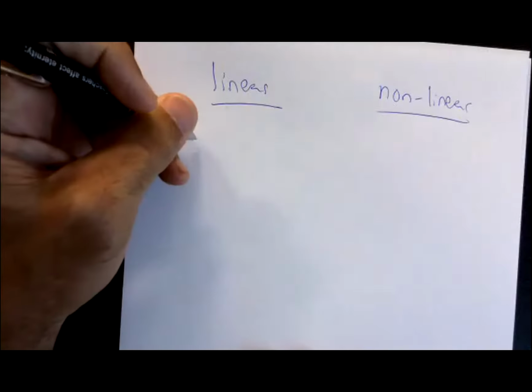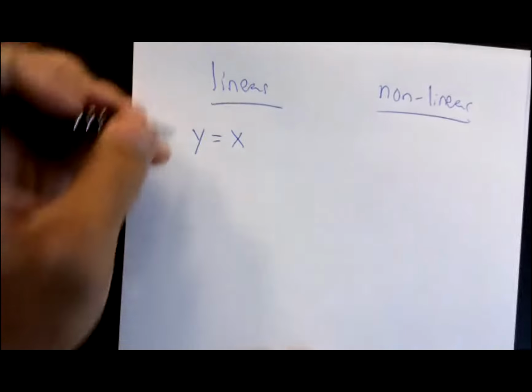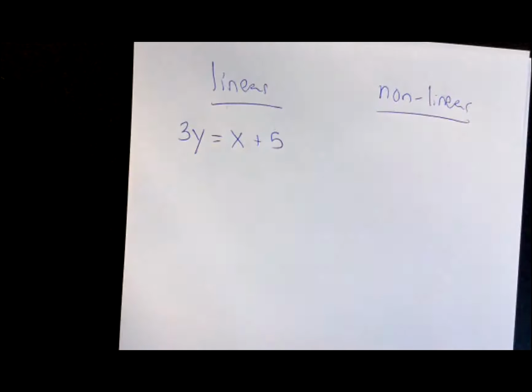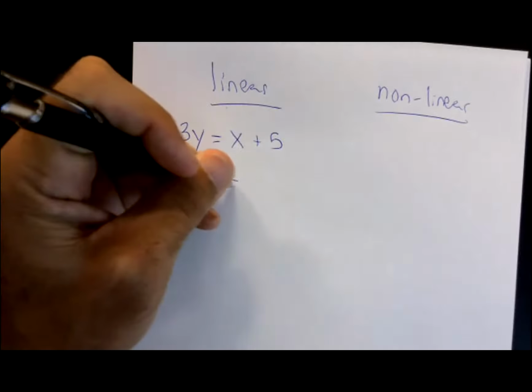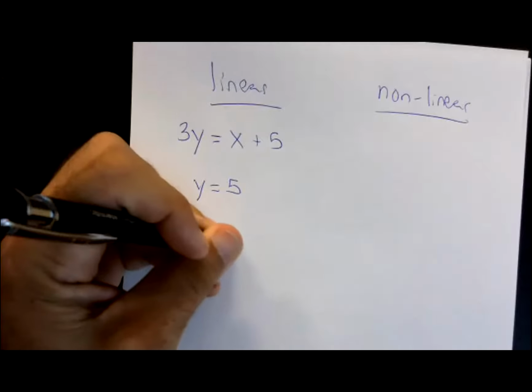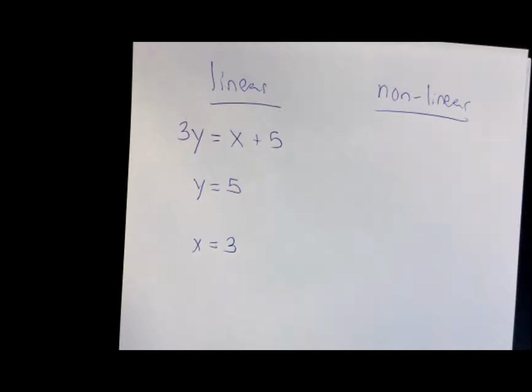make a straight line. If you just have a y and an x, it doesn't matter if you put numbers in front of them or numbers after them. If you just have a y and an x, your graph will make a straight line. And in fact, if you just have a y, that also makes a straight line. Or if you just have an x, that makes a straight line. I'll talk about those here in just a minute, but those are all examples of linear equations.